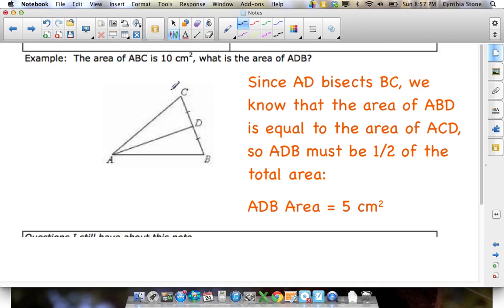So if I have ABC, this big triangle, and we know its area is 10 centimeters squared, what's the area of ADB? Well, the way that you know is that this line here is a median, because these two lengths are the same. And since this is a median, that means this area has got to be equal to this area, which means that I'm cutting it in half. So ADB has got to be half of the original, so 5 centimeters squared.